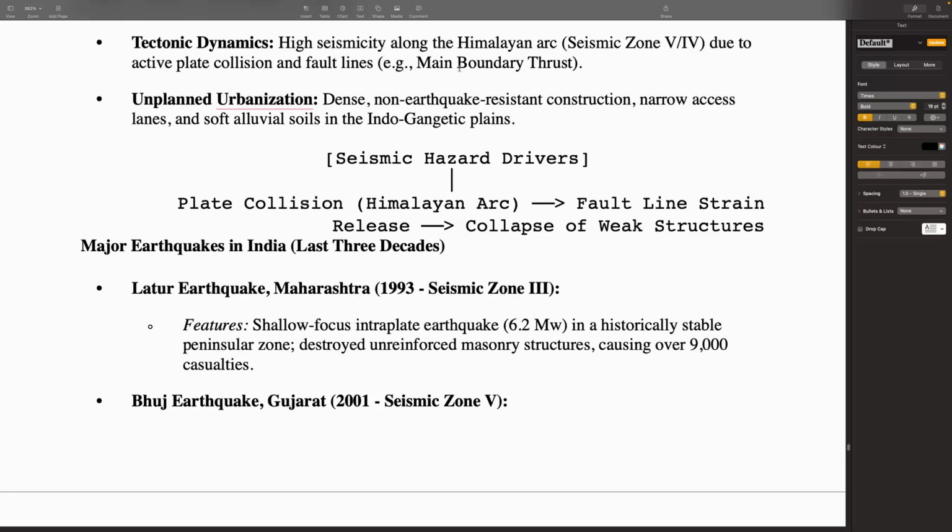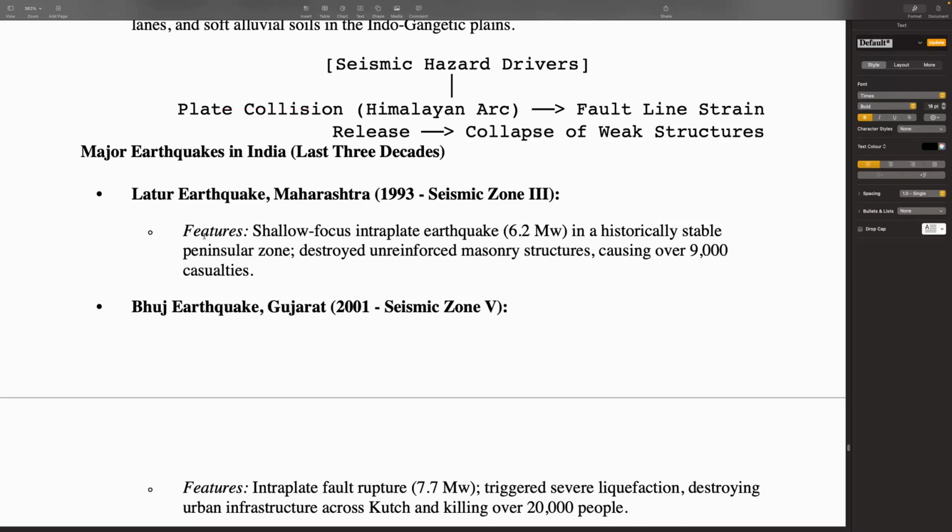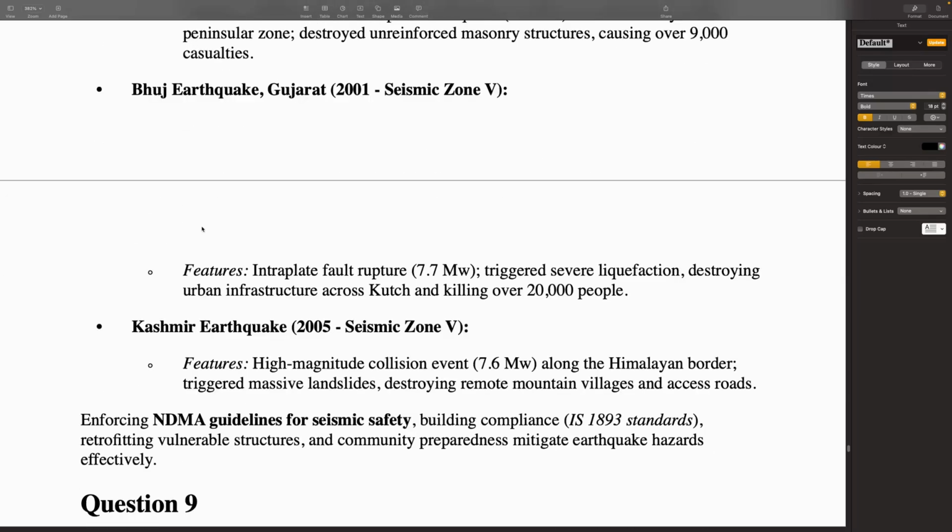Bhuj earthquake 2001, seismic zone 5. Features: intraplate fault rupture of 7.7 magnitude, which triggered severe liquefaction, destroying urban infrastructure across Kutch and killing over 20,000 people.